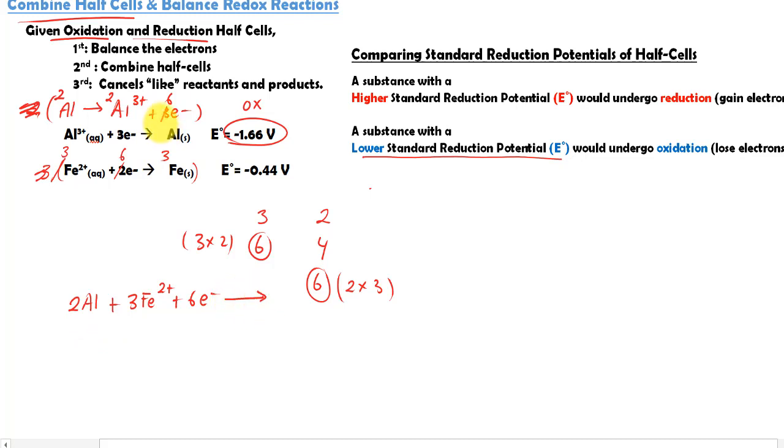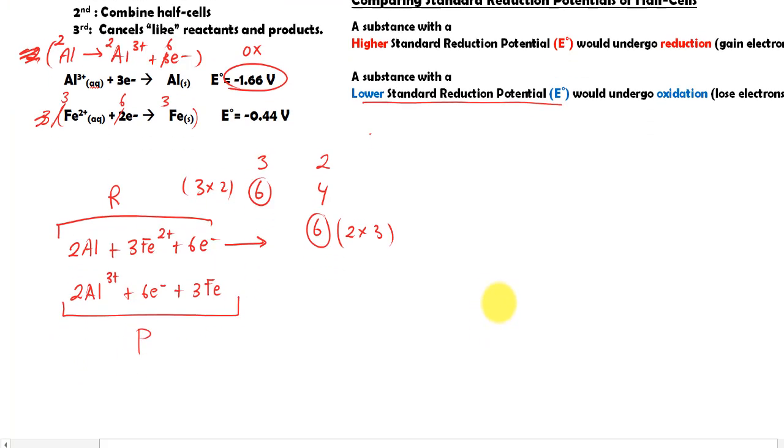Now we're going to combine the products together. Going back to the products, we have 2Al3+ plus 6 electrons. And then we are done with that half cell. We go down here, we look at the other half cell, which is only 3Fe. So this is your reactant, and this is your product. That would be step 1 and step 2.